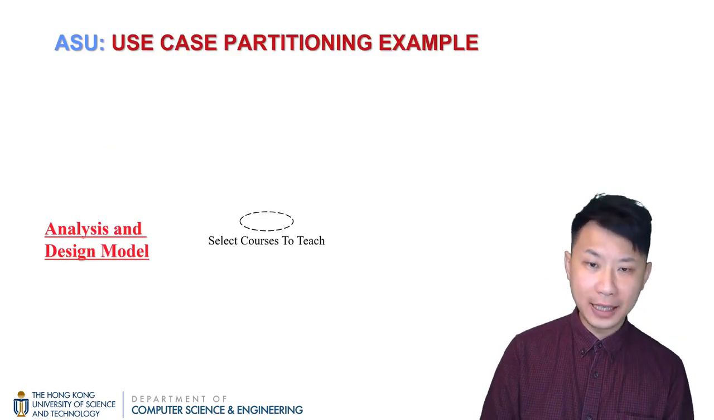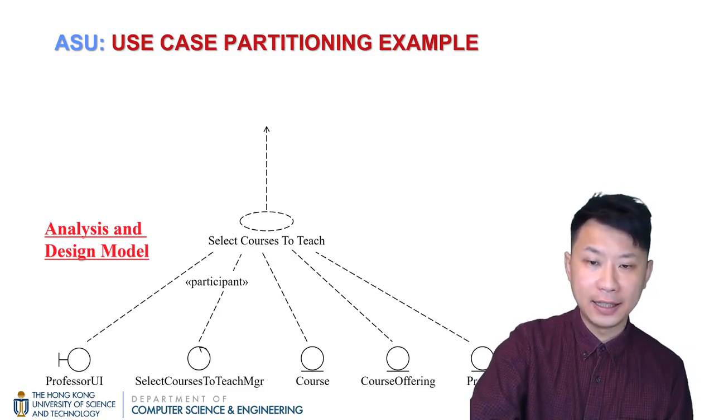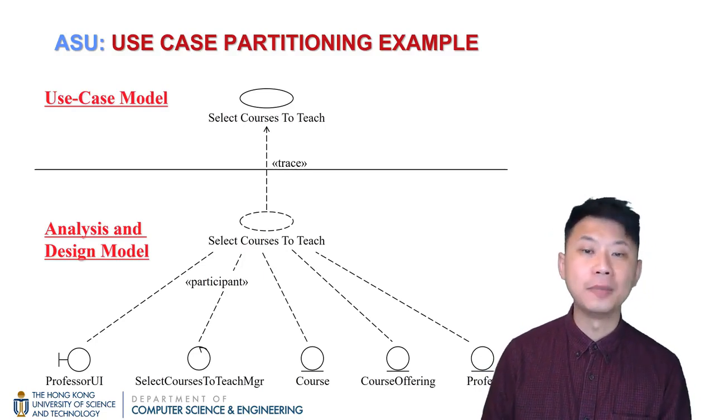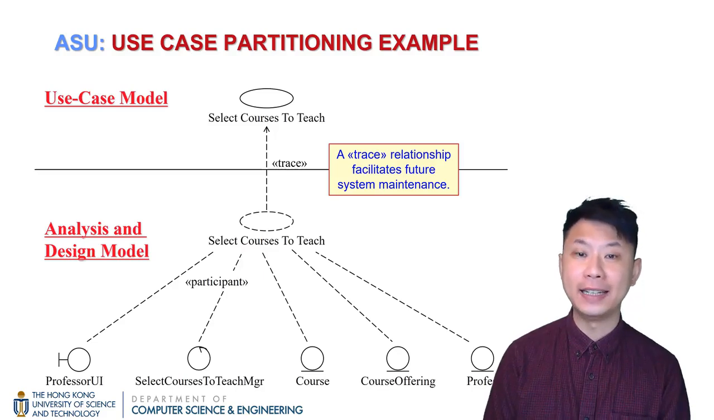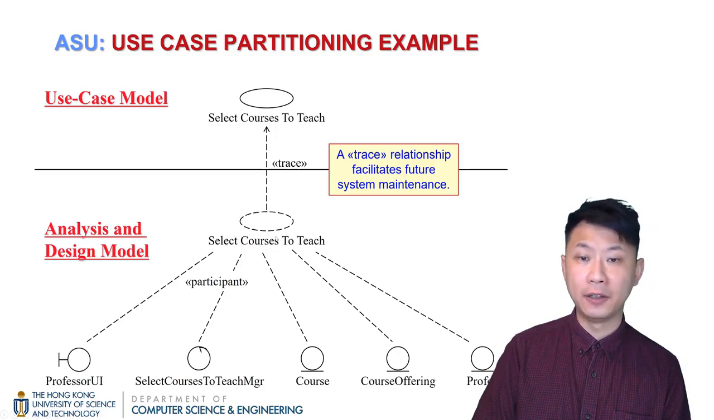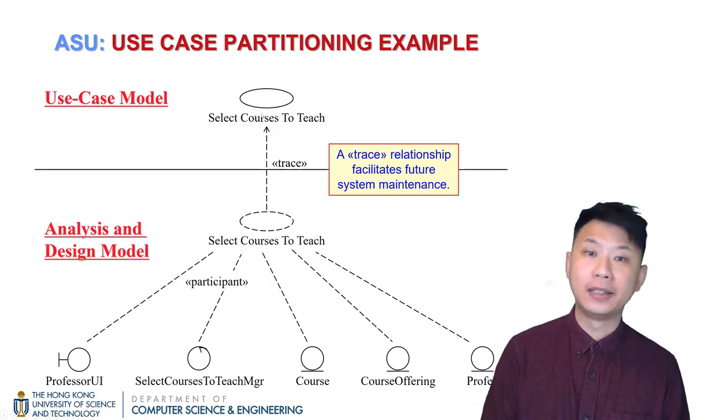So now for this use case, select courses to teach, we're going to have these analysis classes, and then they trace back to this use case in our use case model. And a trace relationship facilitates future system maintenance. And now let's say we want to modify or maintain this particular functionality, select courses to teach, then we can always trace back to our use case documentation and then get more details about this particular functionality.